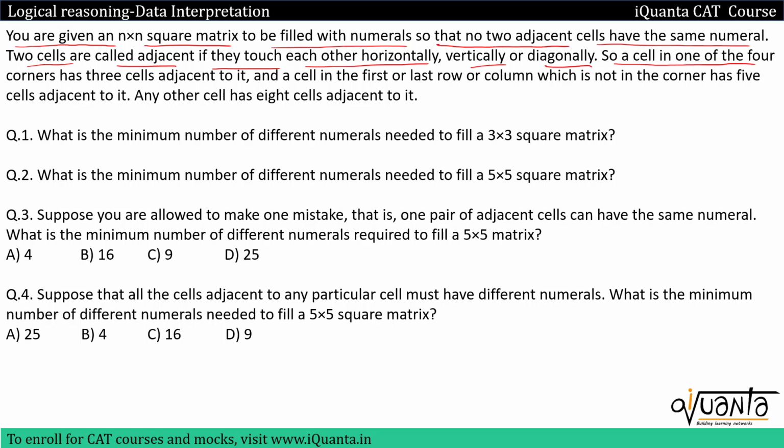So a cell in one of the four corners has three cells adjacent to it, and a cell in the first or last row or column which is not in the corner has 5 cells adjacent to it. Any other cell has 8 cells adjacent to it.